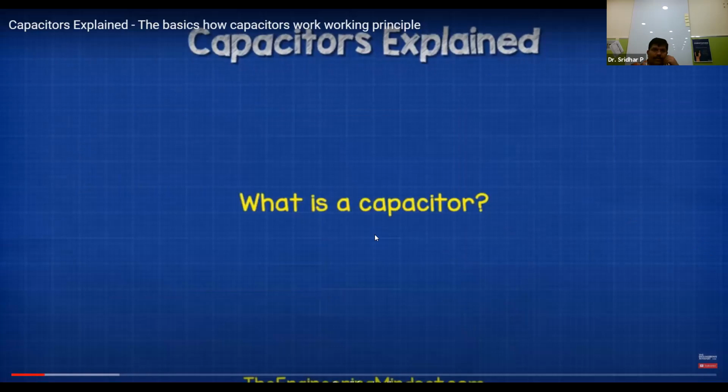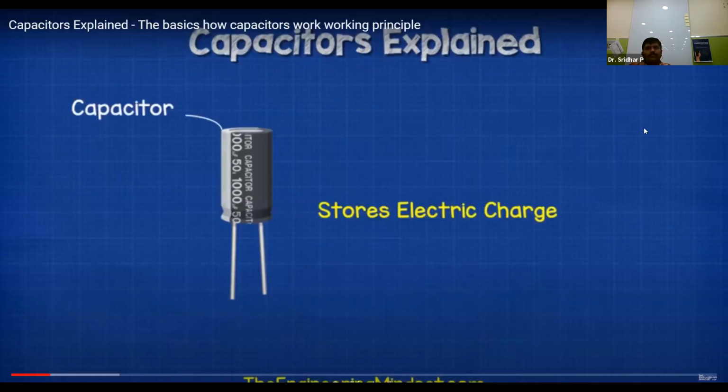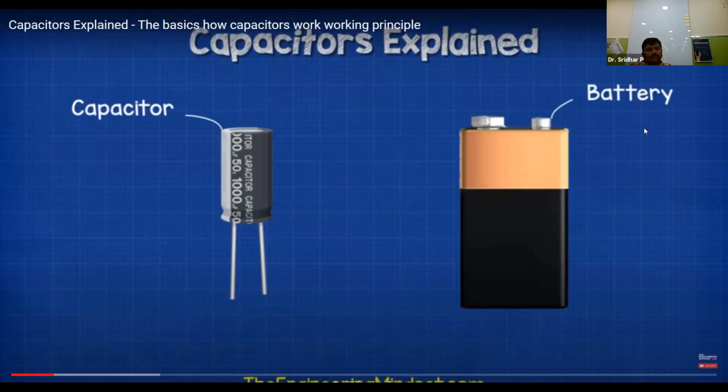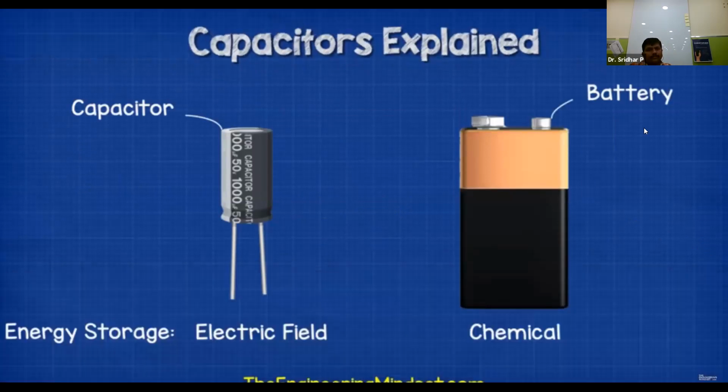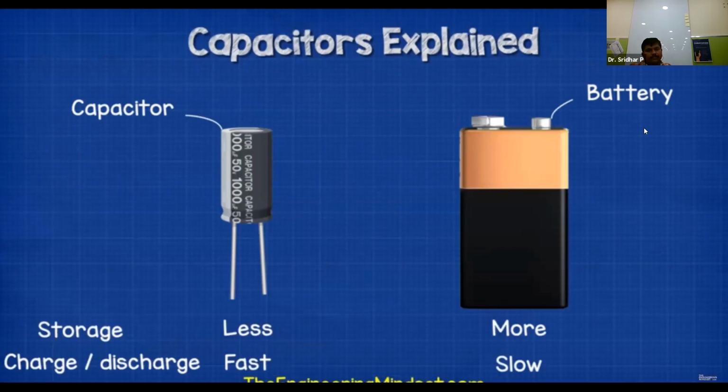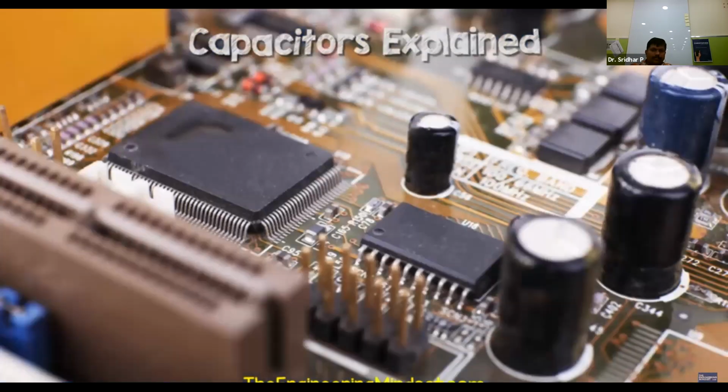So what is a capacitor? A capacitor stores electric charge. It's a little bit like a battery, except it stores energy in a different way. It can't store as much energy as a battery, although it can charge and release its energy much faster. This is very useful, and that's why you'll find capacitors used in almost every circuit board. So how does a capacitor work?